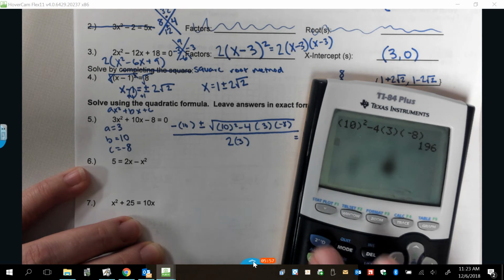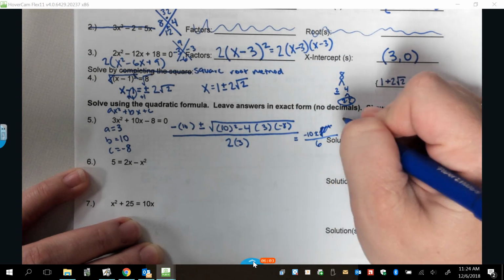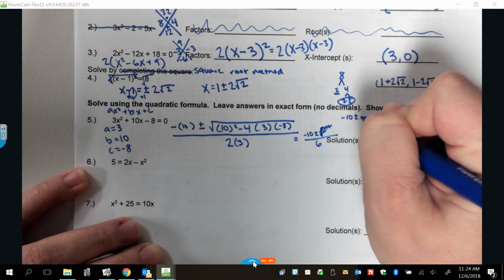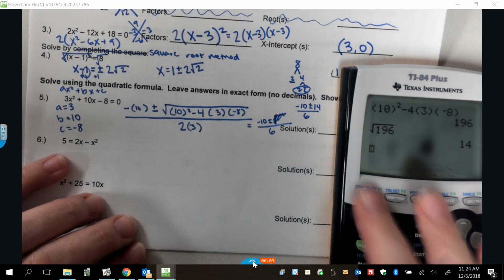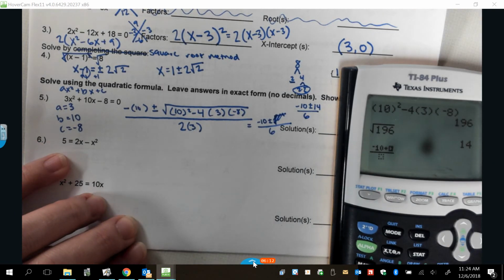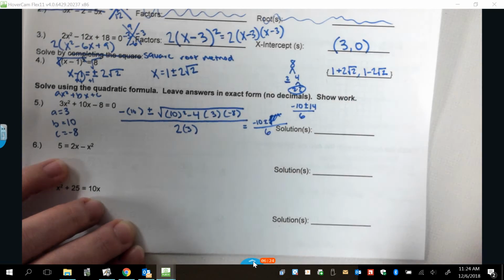Okay, 196. Let's see if that's a perfect square. And it is. It gives me 14, so I don't even need the house. This gives me negative 10 plus or minus 14 over 6. So we can do negative 10 plus 14 over 6, and we can do negative 10 minus 14 over 6. So my answer is negative 4 and 2/3.